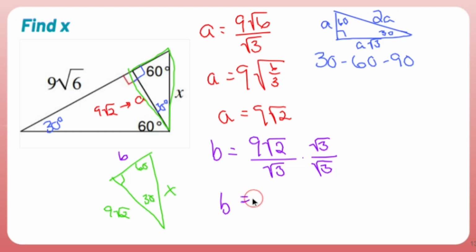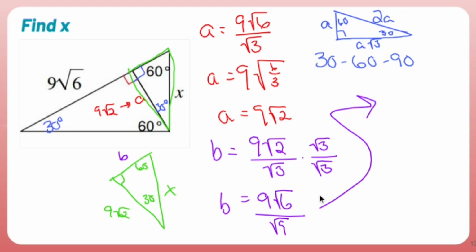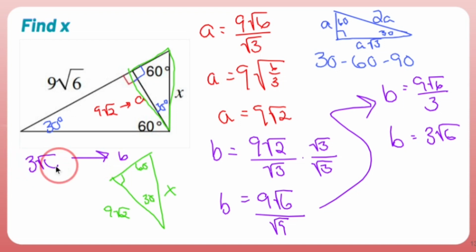Okay, b is going to equal 9 times the square root of 2 times the square root of 3, which is the square root of 6. When you're multiplying square roots, you multiply within the roots and make it one bigger root. The square root of 3 times the square root of 3 is the square root of 9. The square root of 9 is 3. So b is 9 root 6 over 3. 9 and 3 don't have square roots, so I can simplify 9 divided by 3 and make it just 3 root 6. So my smaller leg is 3 root 6.